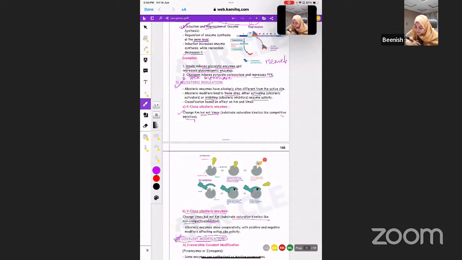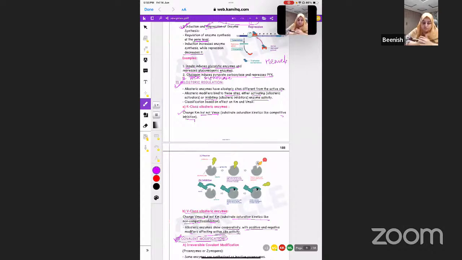So allosteric enzymes also show cooperative binding, with positive and negative modifiers affecting active site activity. So what is it trying to say? What is allosteric regulation? In allosteric regulation, you have those enzymes in which, apart from having the catalytic site, the enzyme is also having an allosteric site.